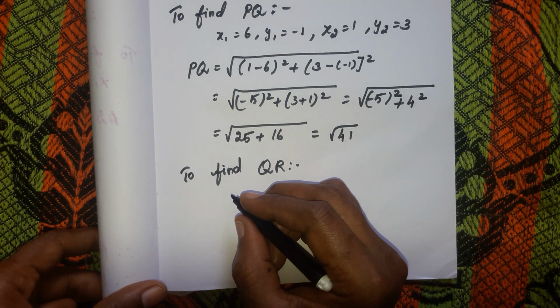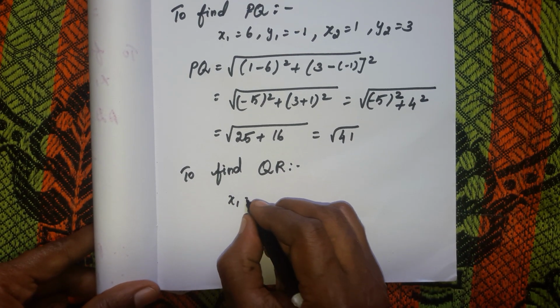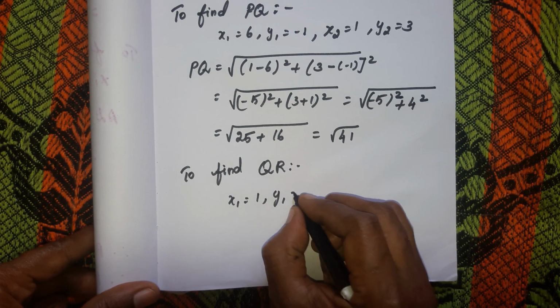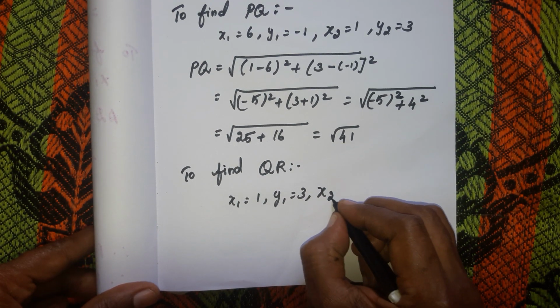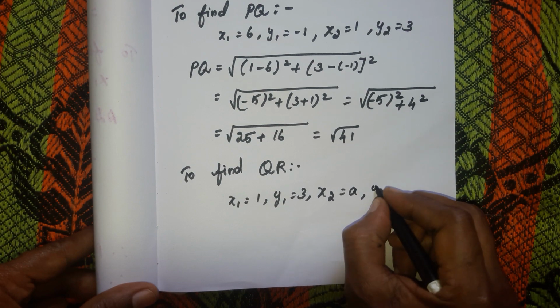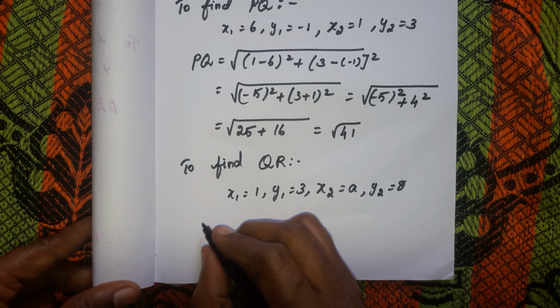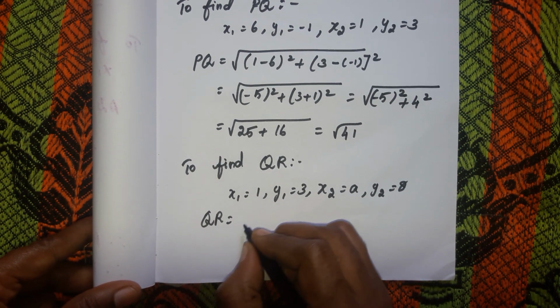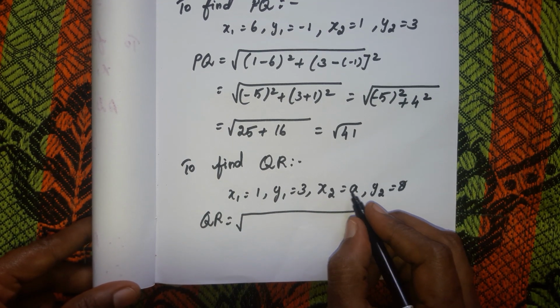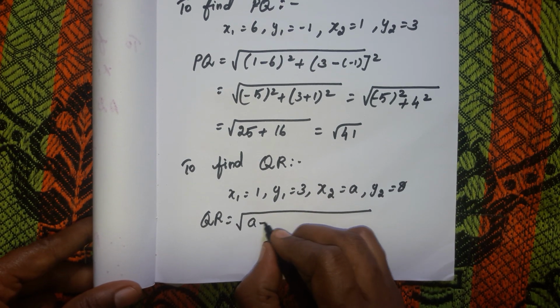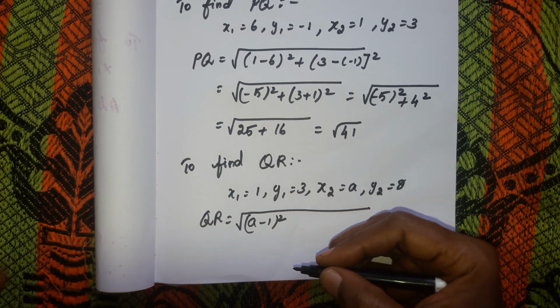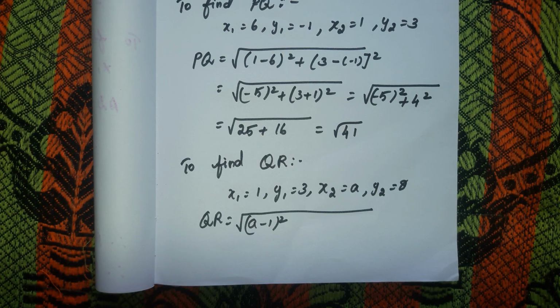To find QR, x1 is equal to 1, y1 is equal to 3, x2 is equal to a, y2 is equal to 8. Then QR is equal to root of (x2 minus x1) the whole square, that is (a minus 1) the whole square, plus (y2 minus y1) the whole square, that is (8 minus 3) the whole square.